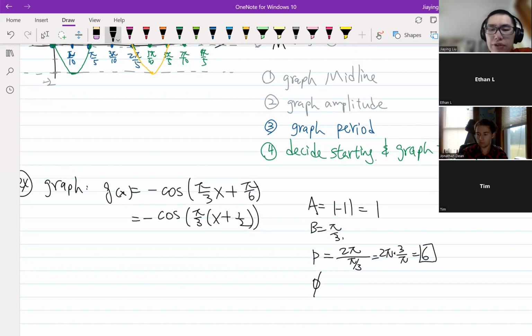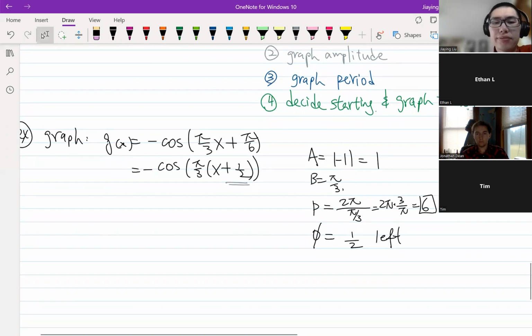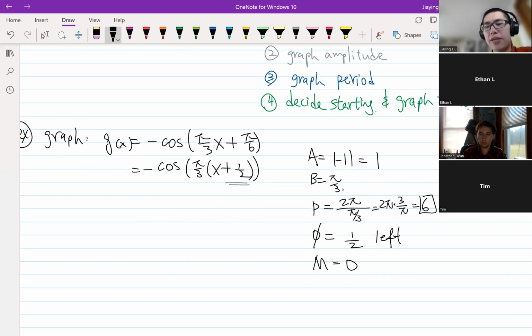And the phase shift is going to be the value in the parentheses. So that's the positive half. So that means we're going to move it to the left half. So half to the left. Or you can just write -1/2. It's up to you. Or you can just write down half to the left. And there's no value added at the end. So the midline is y equals 0 again. With those values, now we can actually start graphing.